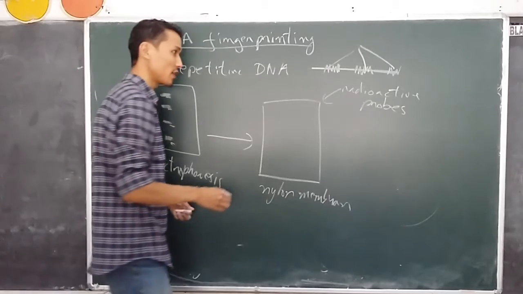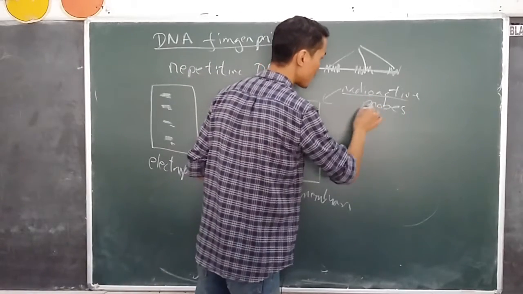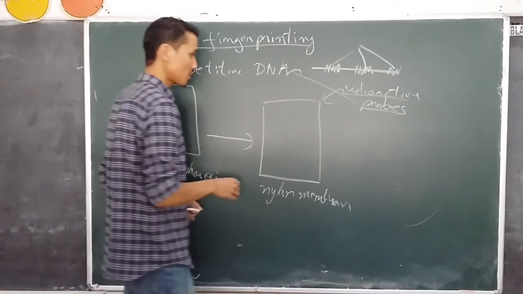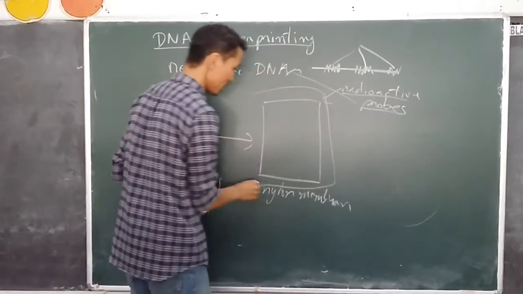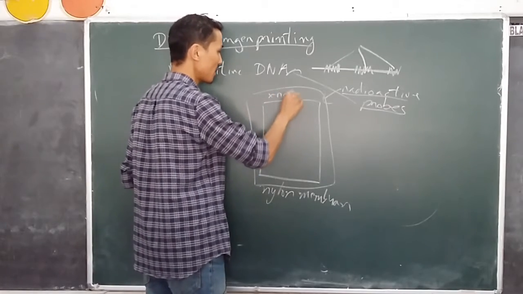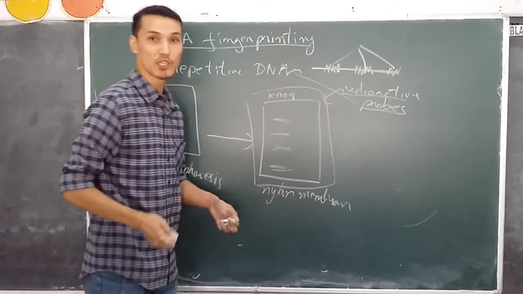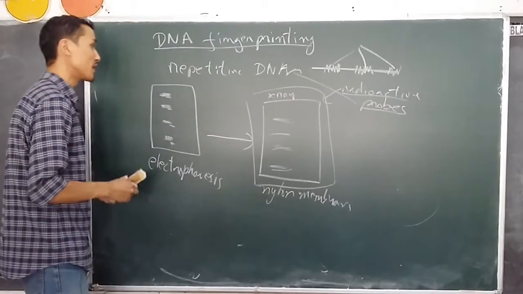Alec Jeffreys developed radioactive probes which could attach to the repetitive DNA. And as such, when this nylon membrane is subjected to X-rays, they get patterns of DNA fingerprinting which can be used to solve crimes.